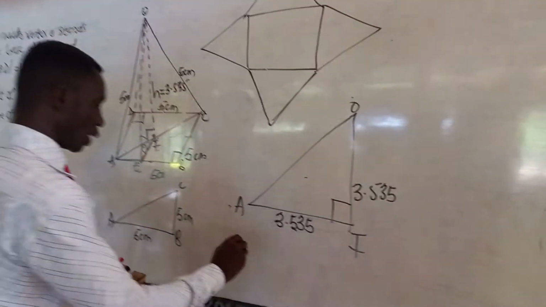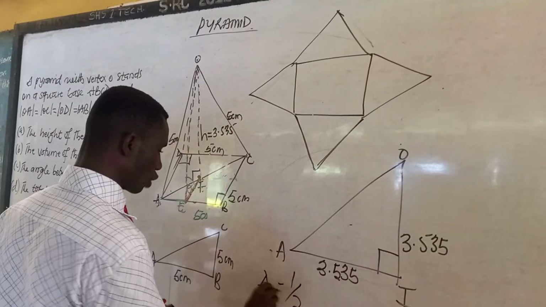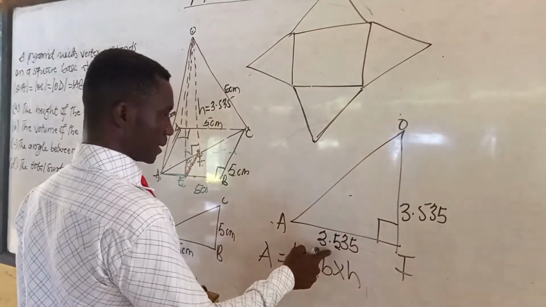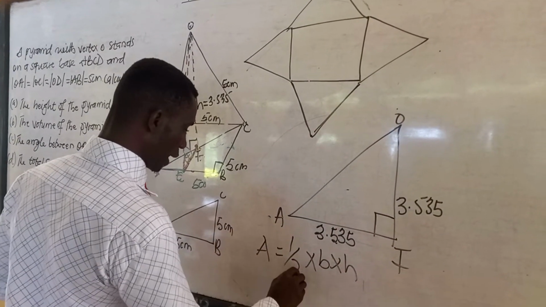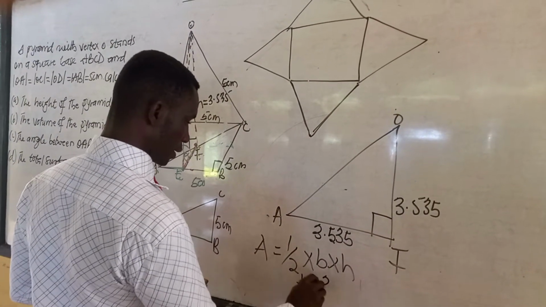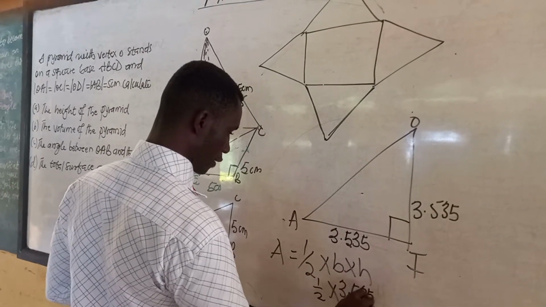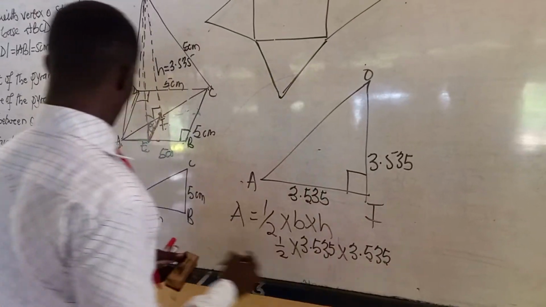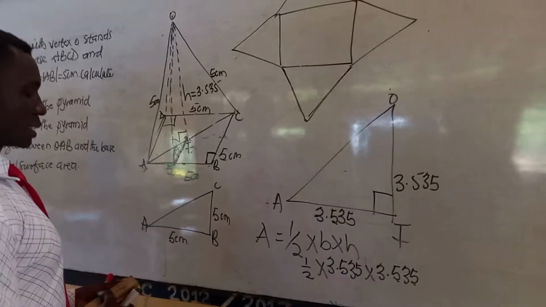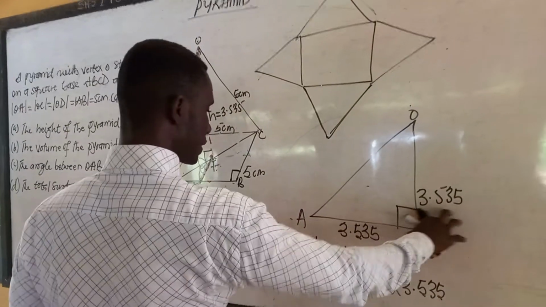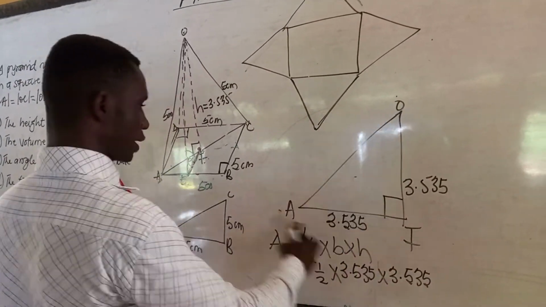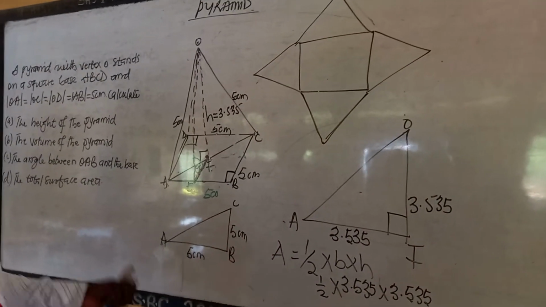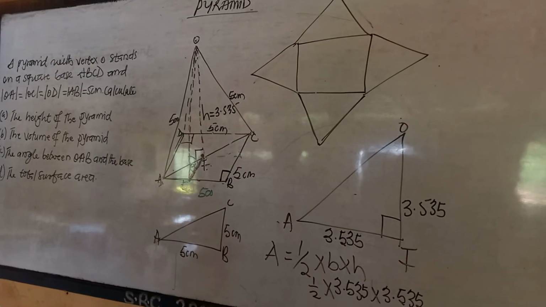We can calculate the area, which is half times base times height. This is the height, this is the base. So it should be half times 3.535 times 3.535. So the height and the base of the triangle are the same.